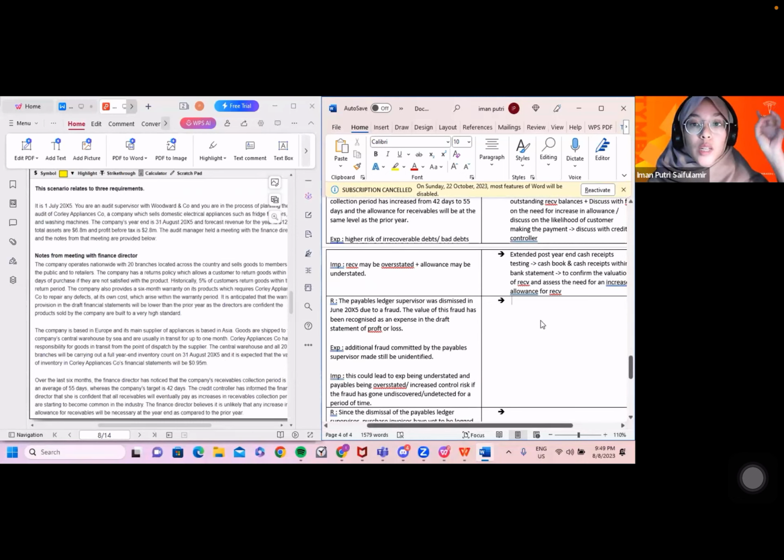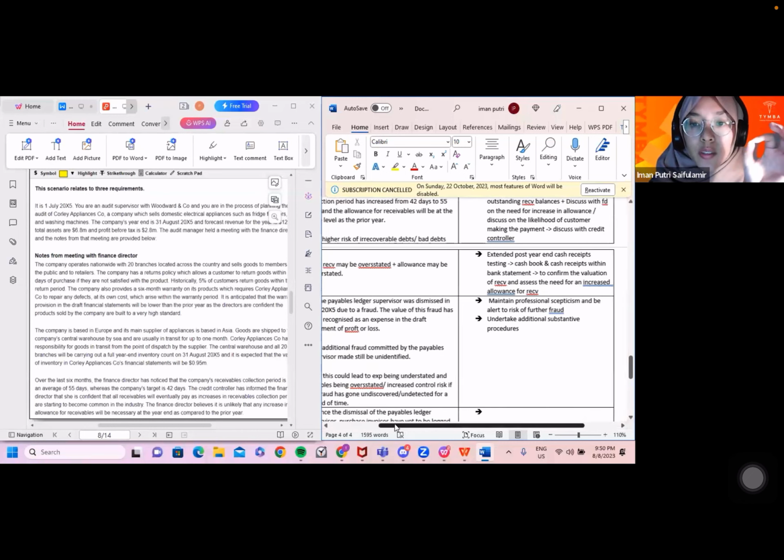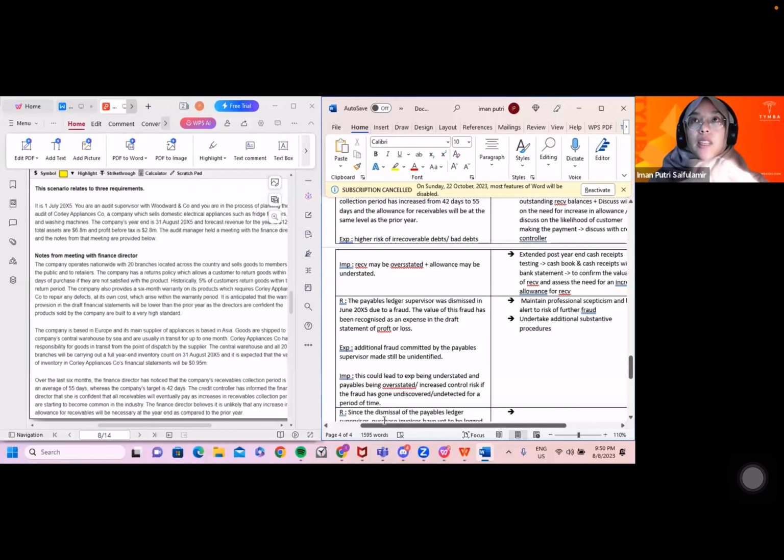Okay, we want to basically maintain professional skepticism, right? Because the key point here is fraud. So we want to maintain professional skepticism and be alert to risk of further fraud. Number 1. Another thing is we want to undertake additional substantive procedures. Okay, this point here, we can only use it when we know which specific area that they possibly committed fraud in. Okay, so usually I don't put this point in because the fraud can be anywhere.